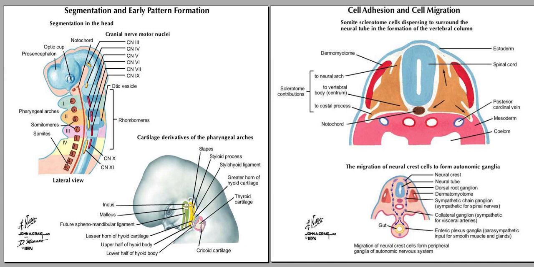So the neural crest cells over here, this is the neural tube, the dorsal root ganglion, and the dermomyotome too over here. You see the sympathetic chain ganglion. It's sympathetic for the spinal nerves too. And that's of course the gut tube.